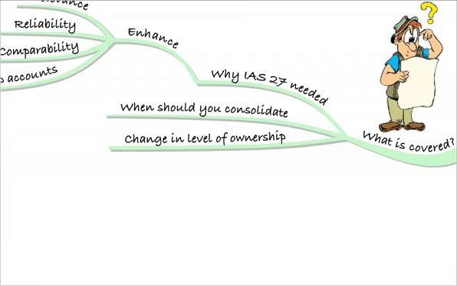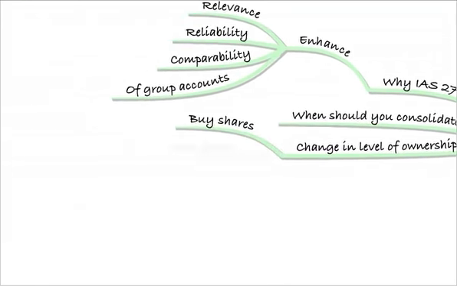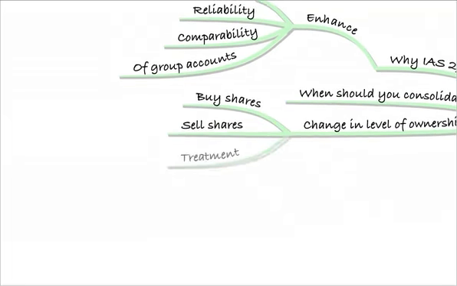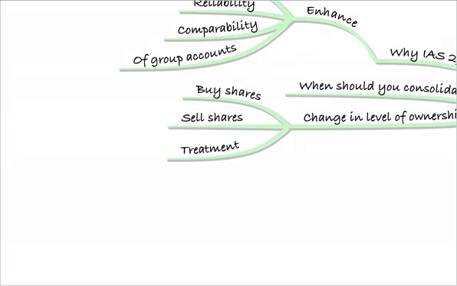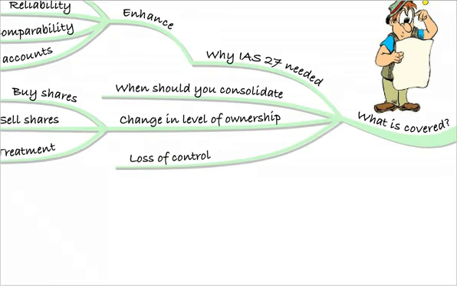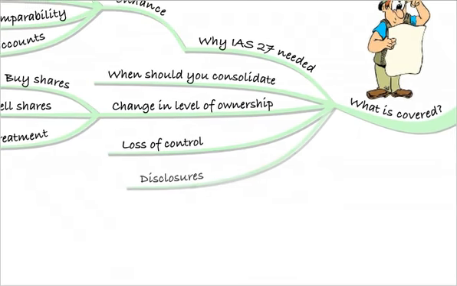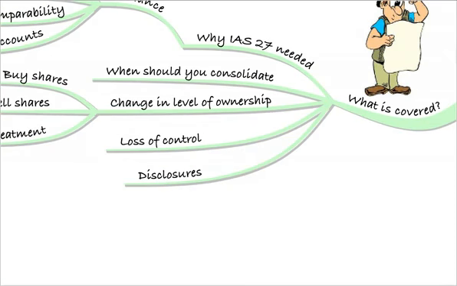It also tells us how to deal with the change in the level of ownership. So say you've bought shares or you've sold shares, what is the correct treatment in those cases? Also, if you lose control, so if it's no longer a subsidiary, what do you do? Well, IAS 27 sets out the rules, and also the disclosure requirements for your group accounts.